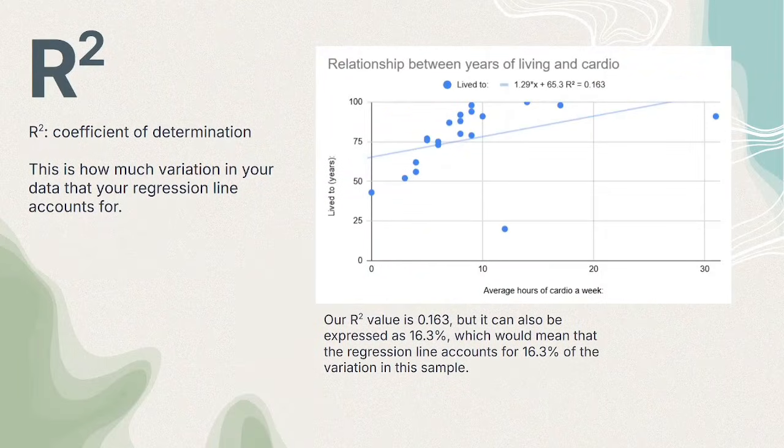Now if we talk about the R square, which is the coefficient of determination. R square tells you how much of the variation in your data the regression line actually accounts for. If our R square value is 0.163, we can express that as 16.3%, meaning our regression line only explains 16.3% of the variation in the sample. The rest is explained by other factors we haven't measured.